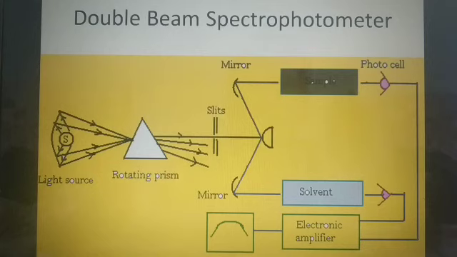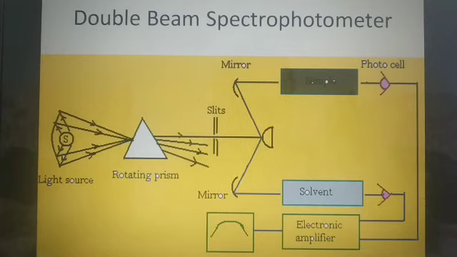So we were discussing UV and visible spectroscopy. This part we have discussed, but again I am coming to the sampling technique: how the sample is taken and how the UV visible spectra of the compound is taken.